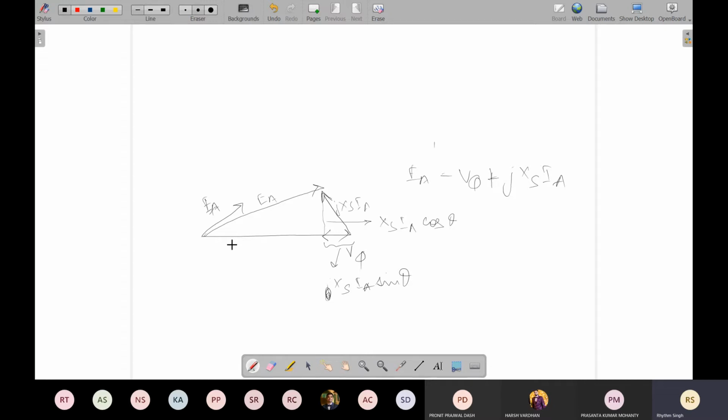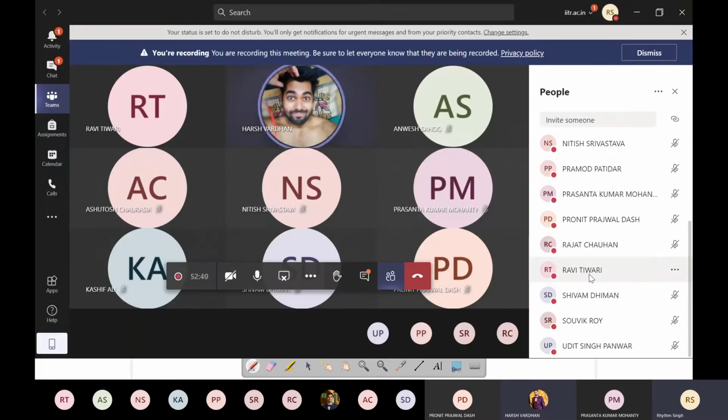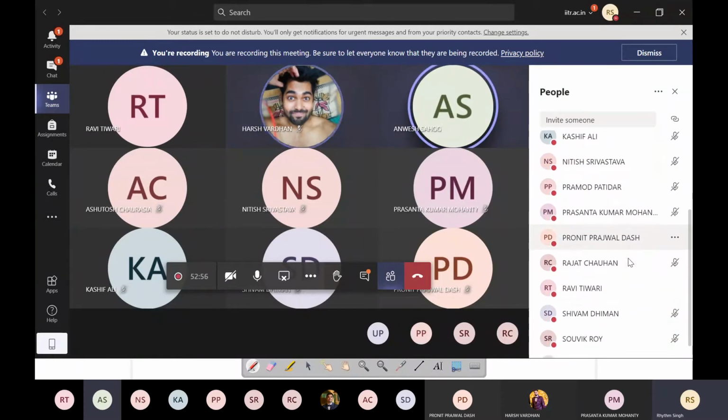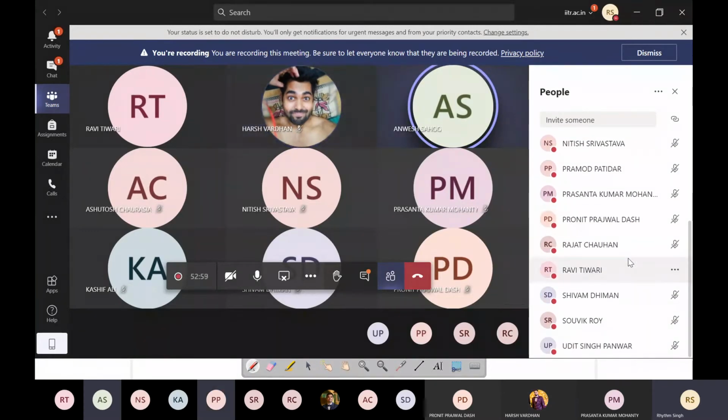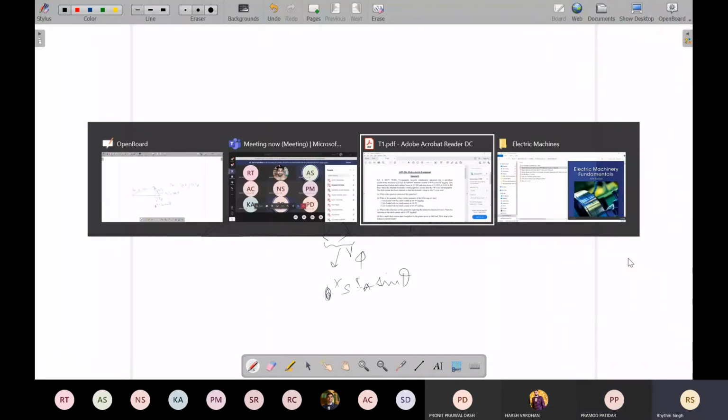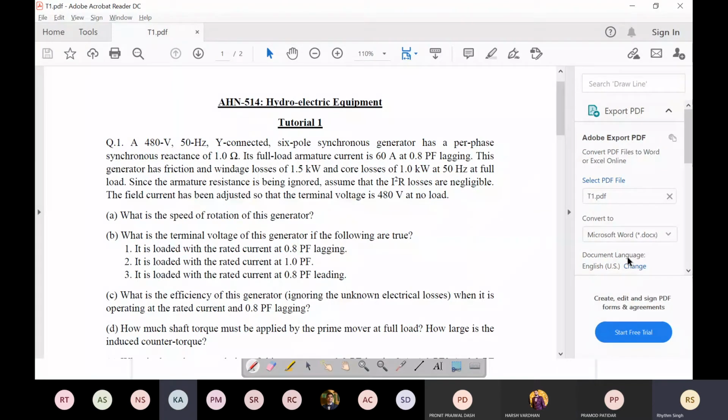Okay. Yes, sir. Anyone having any confusion in this? Anvish? No confusion, sir. Okay. Anvish, are you there? Yes, sir. No confusion, sir. Okay. Pramod? Yes, sir. Clear, sir. Okay. That was the second part. Now let's go to the third part. Sir, Kashif here.